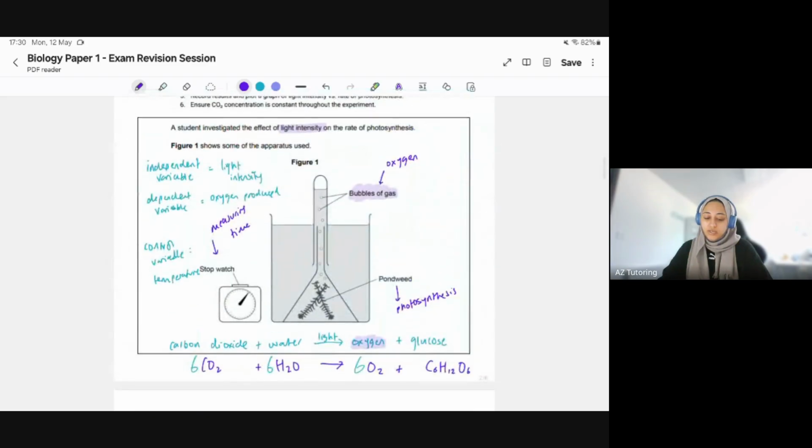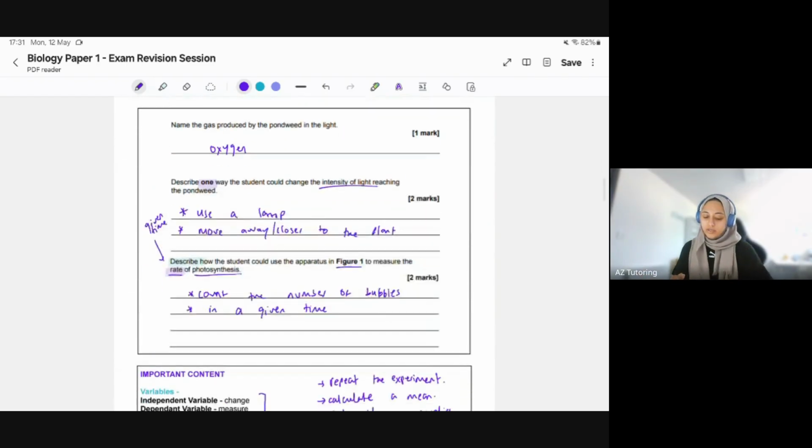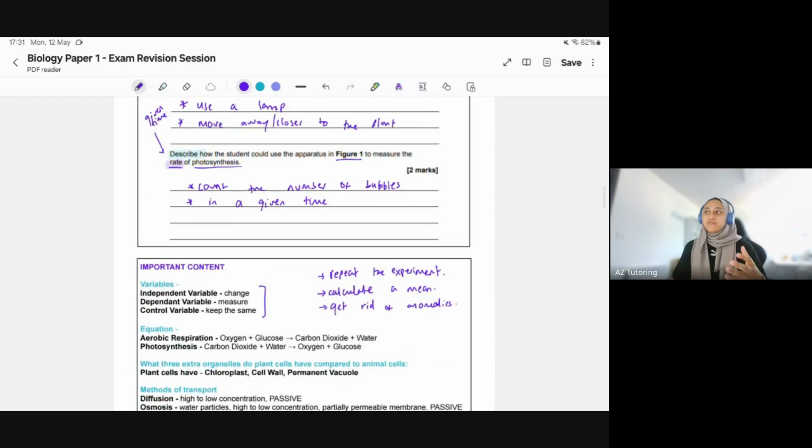Another thing I would say as well is if they've given you a figure and they've told you certain apparatus like a stopwatch, pondweed, make sure you refer back to that in your answer as well. Go back to the question and put things from the question in your answer.